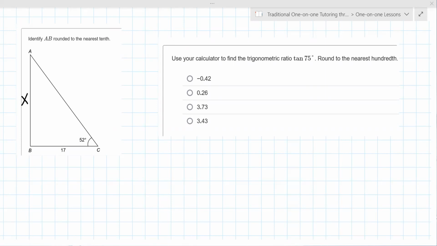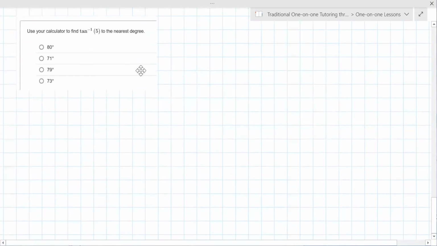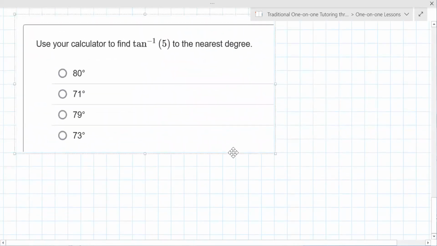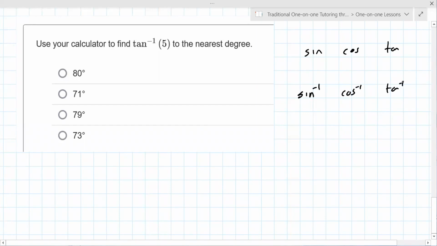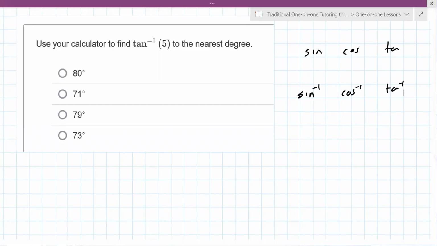All right, so we're moving on to the next lesson. First question here, it says to find the inverse tangent of 5. Inverse tangent of 5. So almost all calculators, they've got a sine, they've got a cosine, and they've got a tangent. And then usually right near there, it's a sine inverse, a cosine inverse, and a tan inverse. I do not see that in the calculator that I'm using.